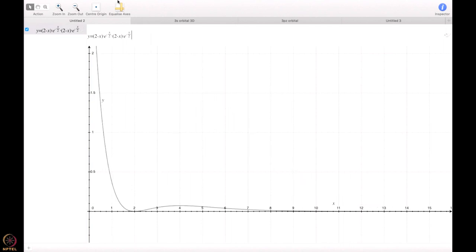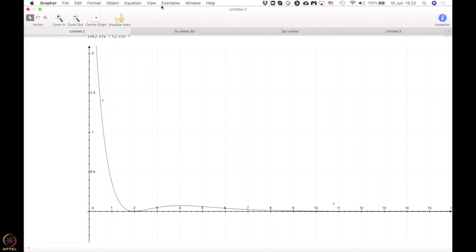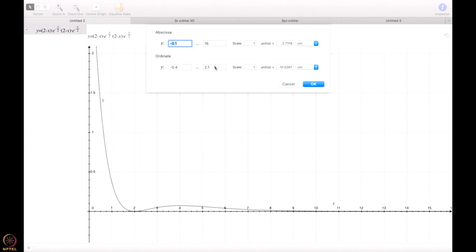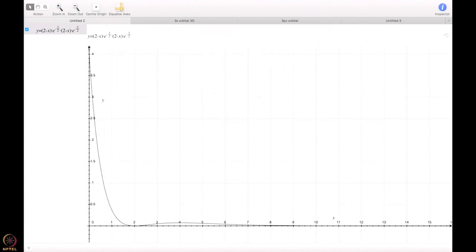Okay. Where is the maximum? Where is the minimum? I have to change the frame limit once again. Earlier it was 2.1, so now it should be 4.2 or something. See, this is psi square for the 2s orbital. Near the nucleus, the wave function and therefore the square of the wave function is huge. Remember, the square of the wave function is probability density, not probability.